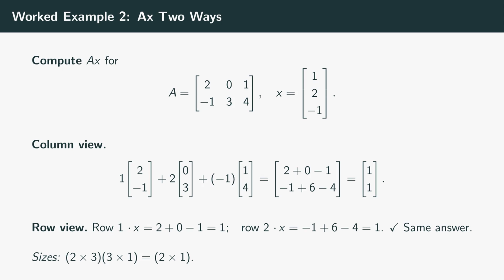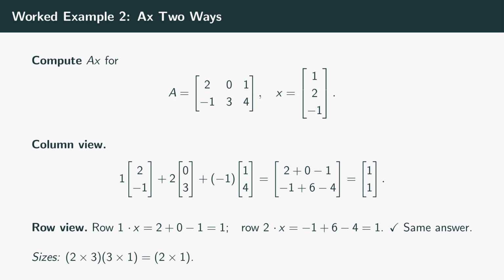Now the matrix vector product, computed both ways so you trust they agree. Let A be the 2 by 3 matrix with first row 2, 0, 1, and second row -1, 3, 4, and let x be the vector 1, 2, -1. First, the column view, the one to remember. A has 3 columns, 2, -1, then 0, 3, then 1, 4. We weight them by the entries of x, 1 times the first column, plus 2 times the second column, plus -1 times the third column.